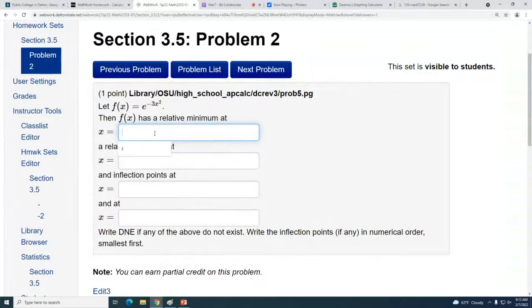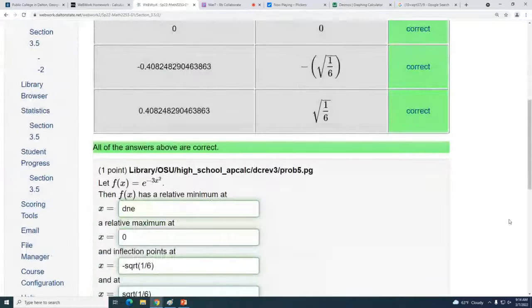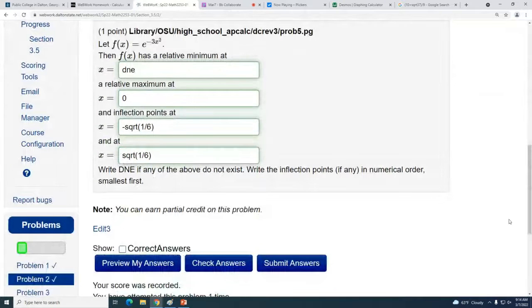And let's enter this. We do not have a local minimum. We have a maximum at 0. We have a negative square root of 1 over 6, and then a positive square root of 1 over 6 for the inflection points. So that's the solution for the second question. That should end our second example. I hope at least you should start with these 2 questions.